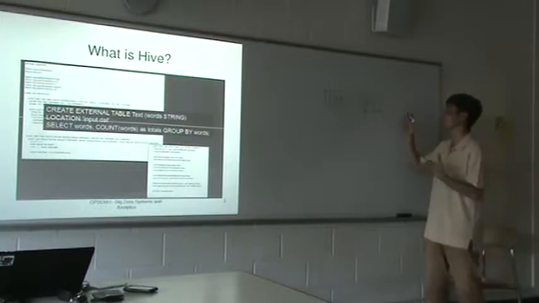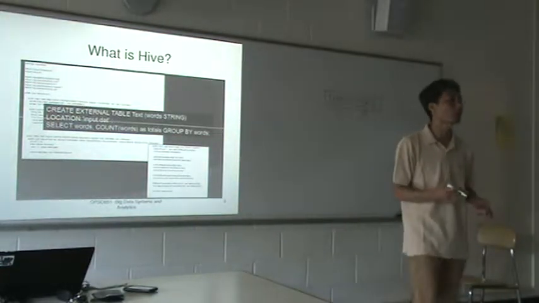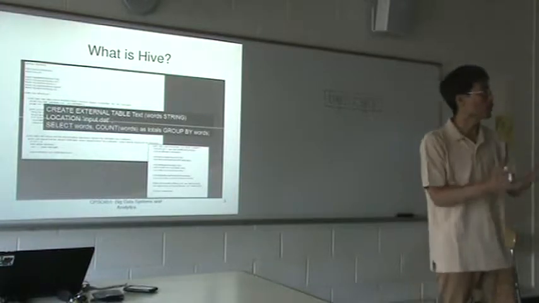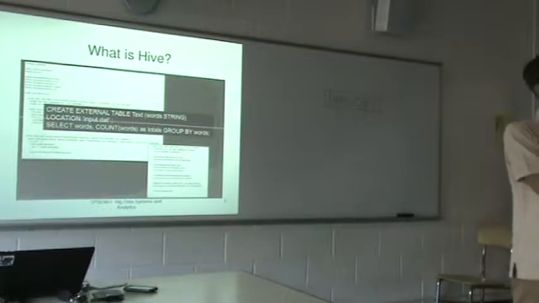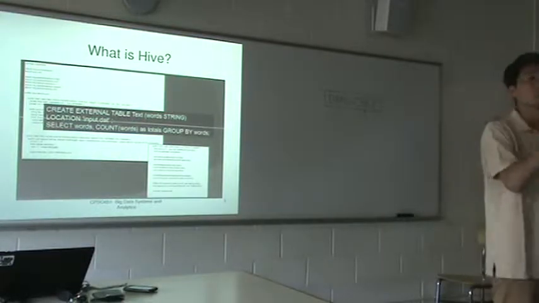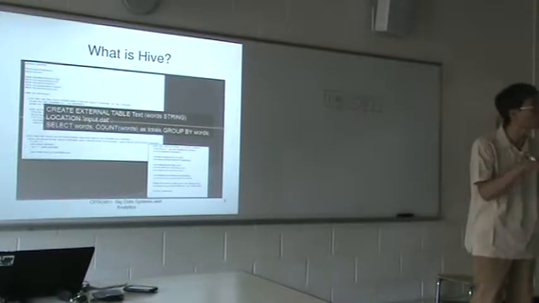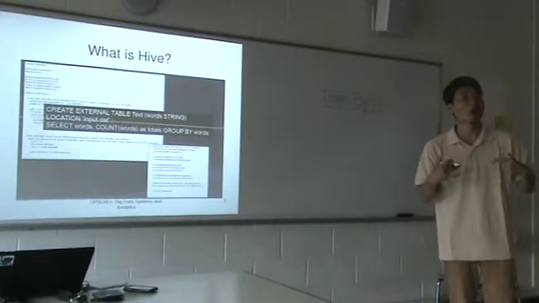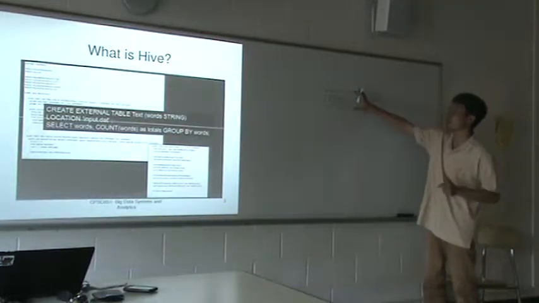In addition to the mapper and reducer, there are several more additional components, like the partitioner, which can distribute the intermediate data to the reducers. And another one is the combiner. The combiner is a kind of mini reducer to reduce the workload of the reducer. So that is the Hadoop core.